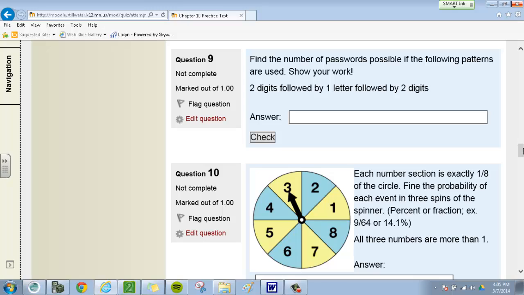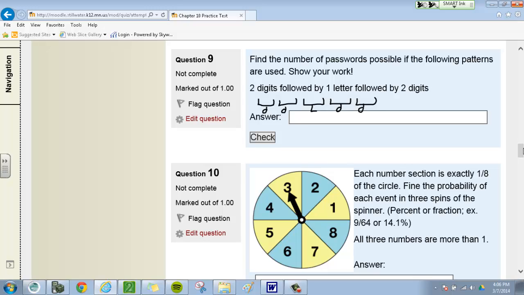Question 9. Find the number of passwords possible if the following patterns are used. Show your work. Okay, so we have 2 digits followed by 1 letter followed by 2 digits. So let's think of these buckets. These are my digit buckets, and then I got 1 letter, so I got a letter bucket, and then I got 2 more digits. Now, because it's a password, order matters, right? If the password to my garage door opener was 5292, you can't put 9252 in there. That doesn't work. You got to do 5292.